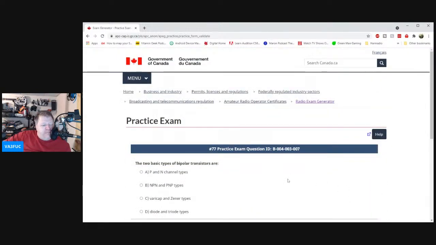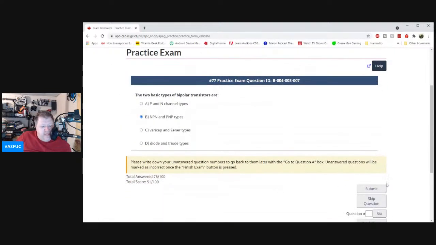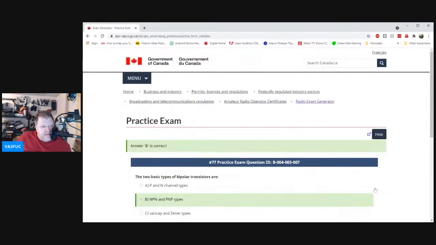Two basic types of bipolar transistors are P and N channel, NPN and PNP. I believe it is this one right here. The NPN.